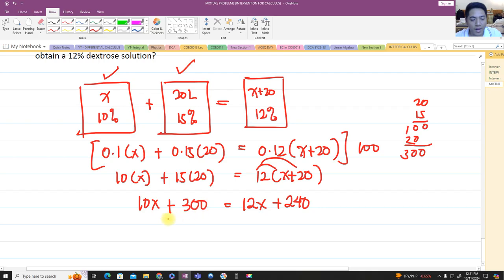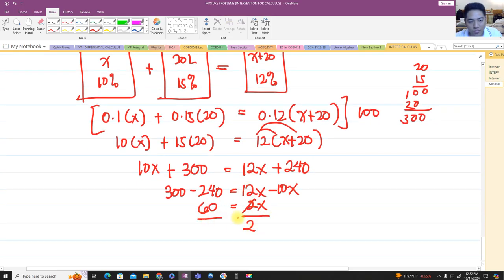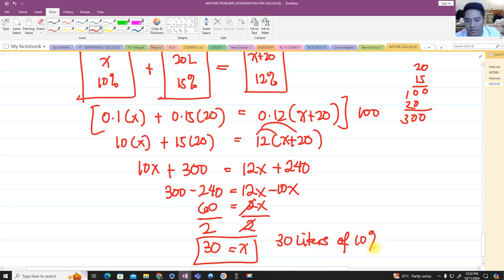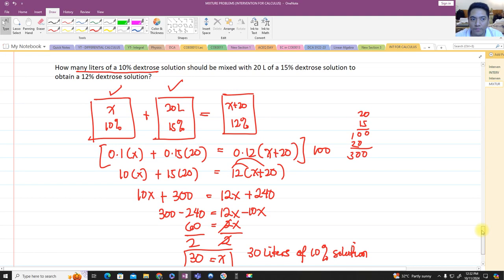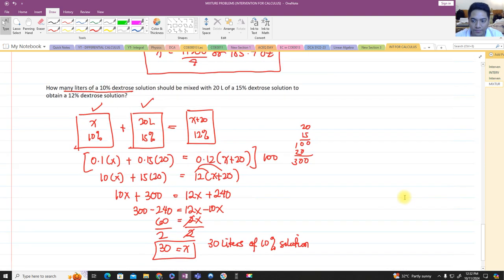Okay, so yeah, combining like terms. So you have 300 minus 240 equals 12x minus 10x. So this would be 2x and this would be 60. So divide both sides by 2 to obtain the amount, that would be 30 equals x. So this would be 30 liters of 10% solution. Alright? So that will be our answer for the last problem, to produce a 12% dextrose solution.